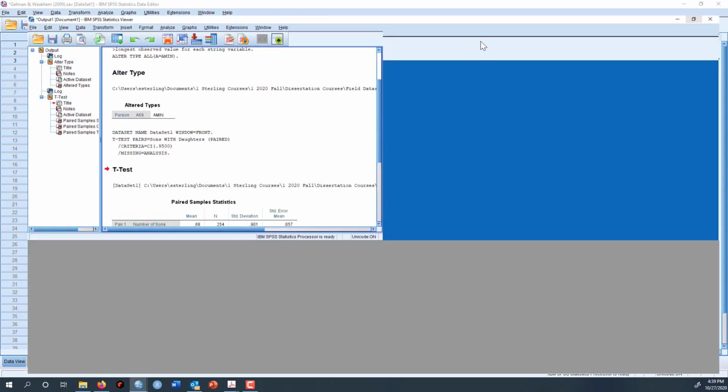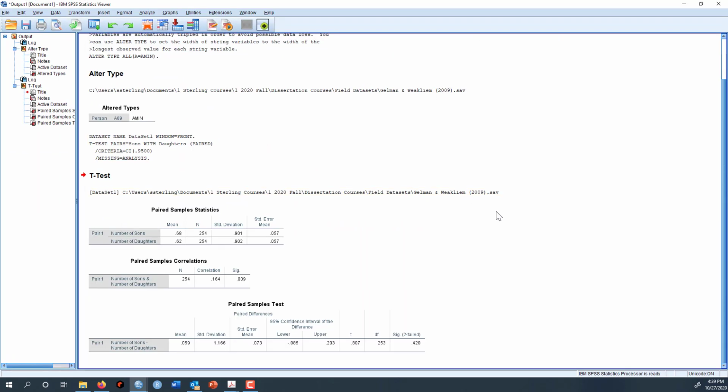And what we find is that there is no significant difference because that number is greater than 0.05. So the average number of sons is 0.68. The average number of daughters is 0.62. Very similar means. And so it's not surprising that there's no significant difference.